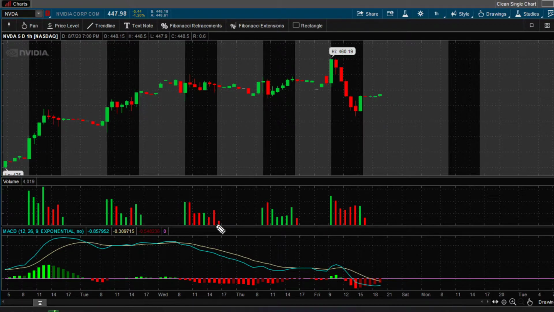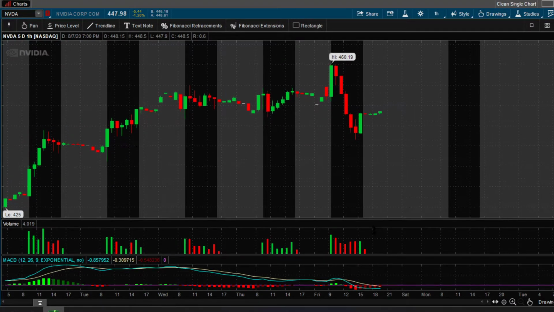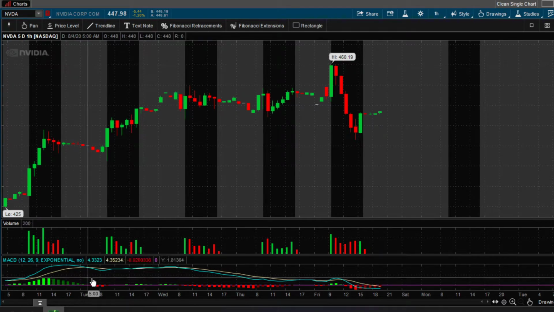So on this video, it looks like the MACD is starting to curl, and we're having a divergence there, and it looks like on price action the same way. So I think Nvidia could start going back to the upside just from looking at this chart. So that's basically how we use the MACD.